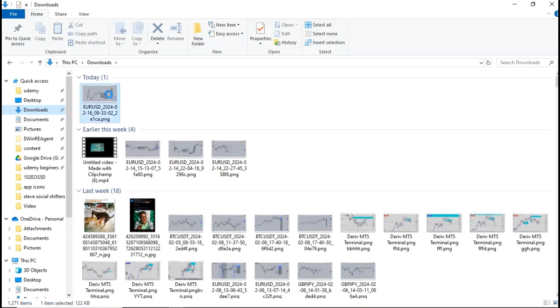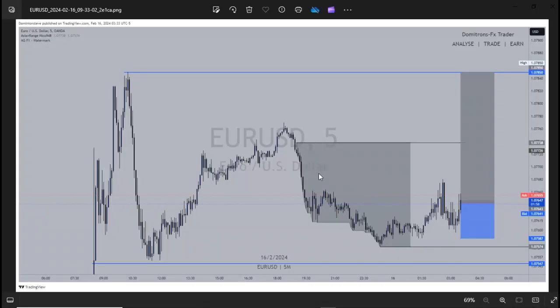So this was the setup right here, in the London session. Normally I trade New York, but I saw something on the London session and I would like to share with you guys. So it was a buy setup, and I'm going to explain why I did it this way, like this.